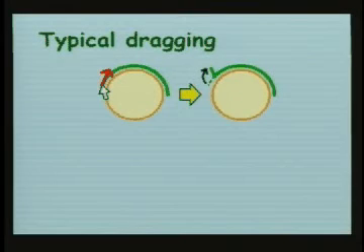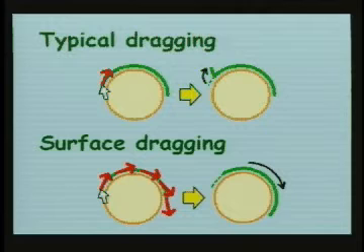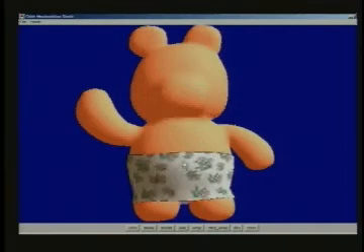To solve the problem, we turn the user's simple input motion into displacements of many vertices at once, creating a global effect. Now the user can drag the clothes upwards, downwards, and even rotate them around the body.